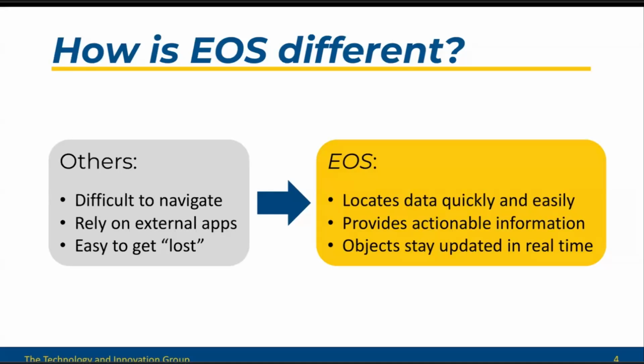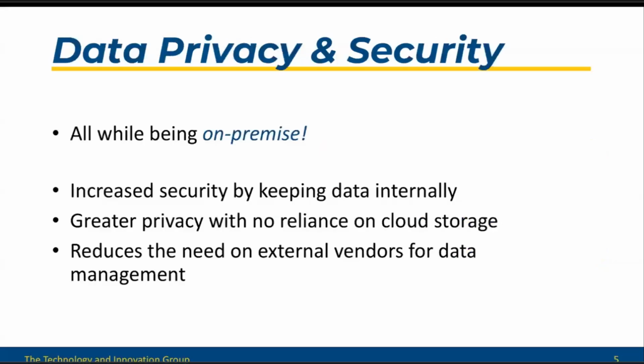With EOS, we aim to solve this by allowing users to locate their data quickly and easily with AI-powered search features. When they do find it, provide actionable information with interactive and animated features so that the user can just perform whatever action they want to right in the web app. And then ensure entities stay updated in real time, all automatically without any user intervention. All of this while being on premise.